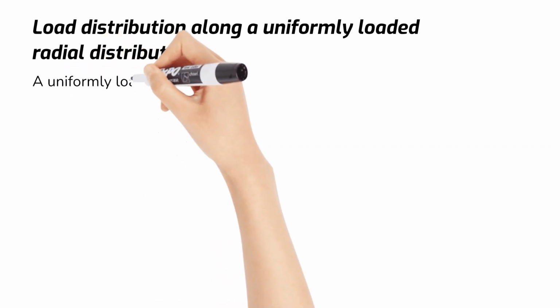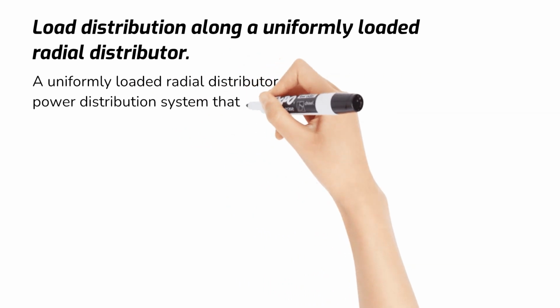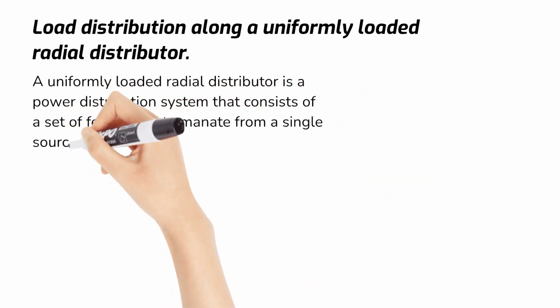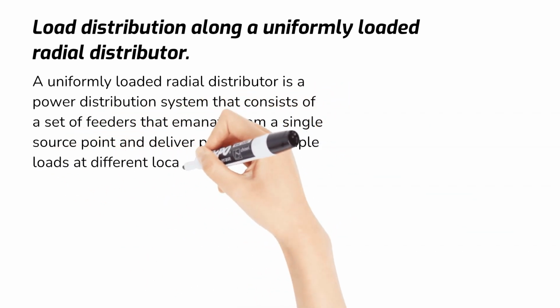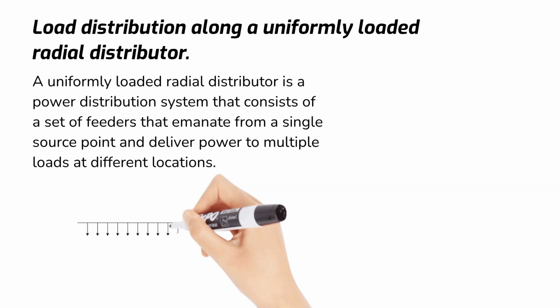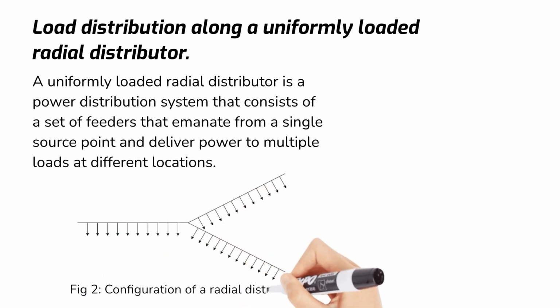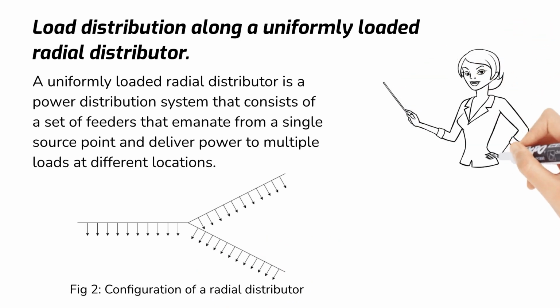A uniformly loaded radial distributor is a power distribution system that consists of a set of feeders that emanate from a single source point and deliver power to multiple loads at different locations. When such a system is in use, the load distribution along the radial distributor can be calculated based on the characteristics of the feeders and the magnitude of the load.